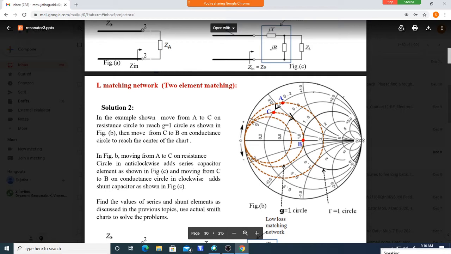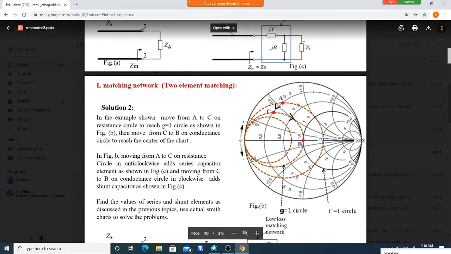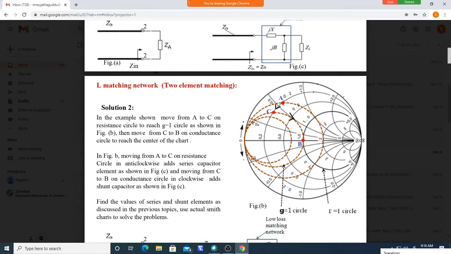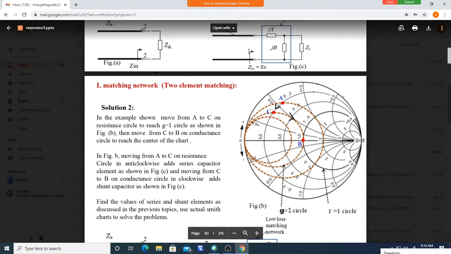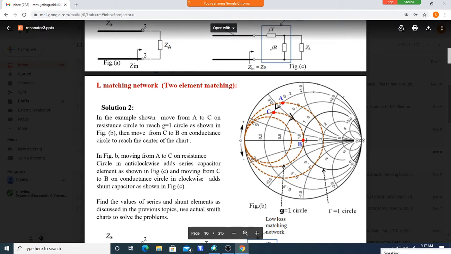For example, I want this impedance. What I can do is mark the 50 ohm. Load is 50 ohm, for example. You mark a load of 50 ohm here. What I want is the impedance looking in this direction to be equal to ZA. So you mark the given load of 50 ohm.